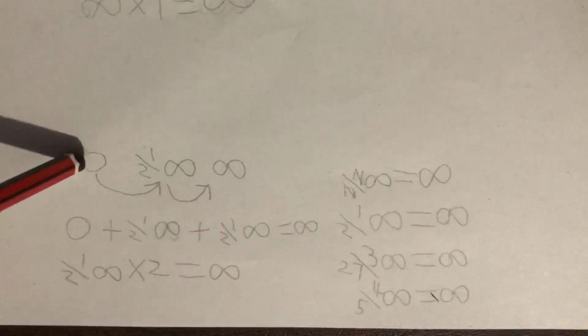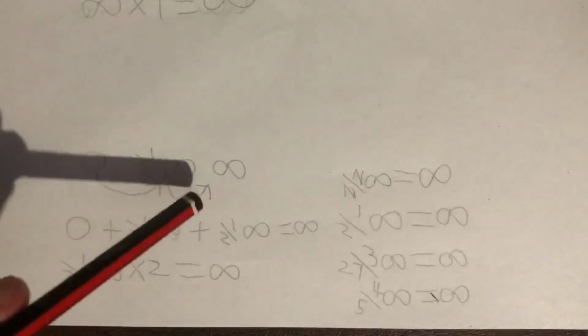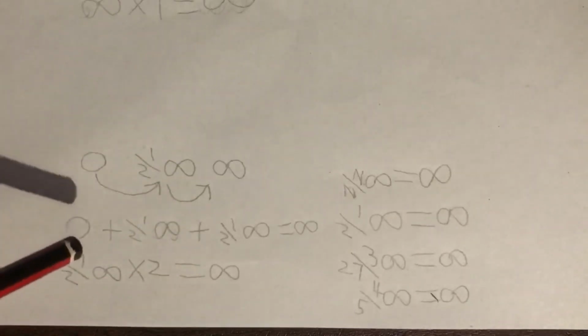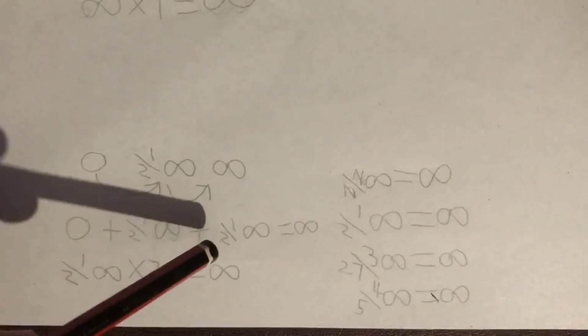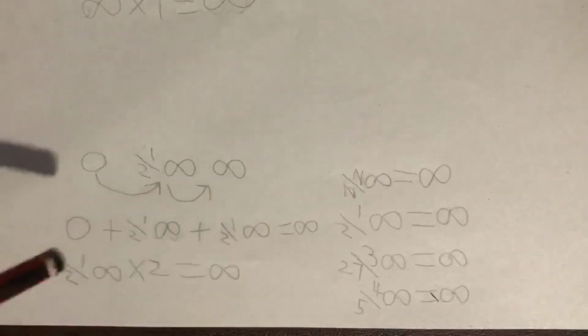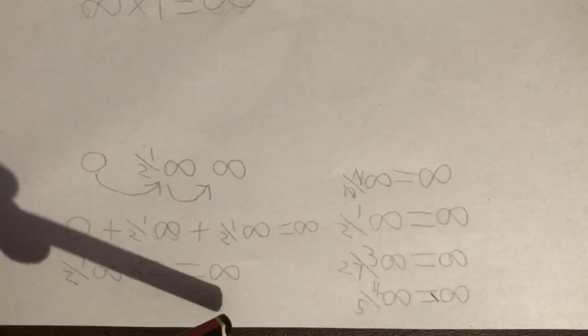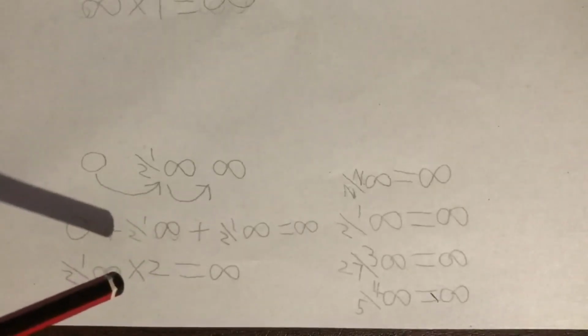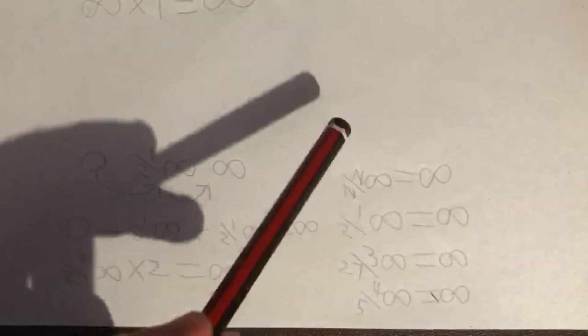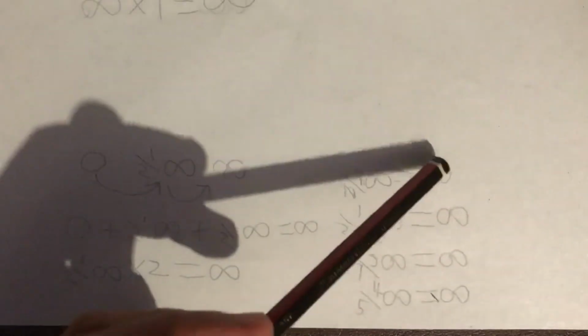If you try to count from 0 to half infinity to whole infinity, which would be equivalent to 0 plus half infinity equals whole infinity, which would be half infinity twice equals infinity, this wouldn't work because any fraction of infinity would just be equal to infinity.